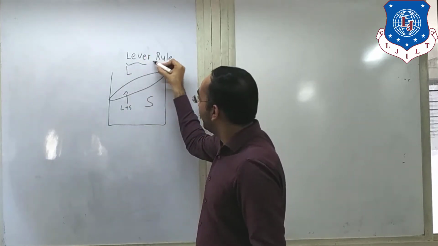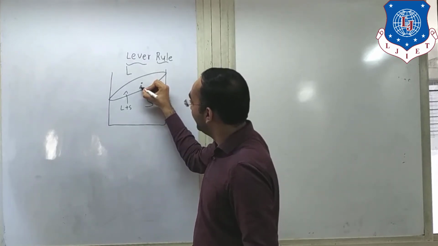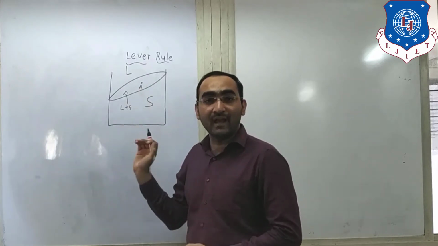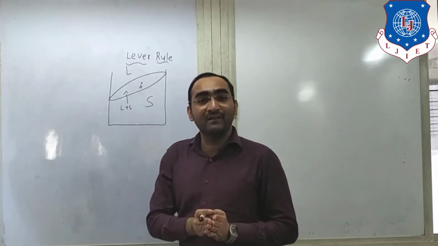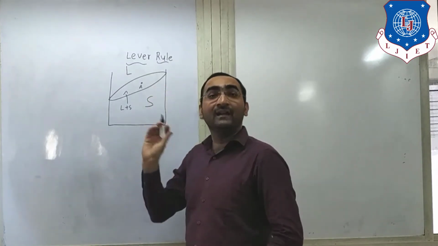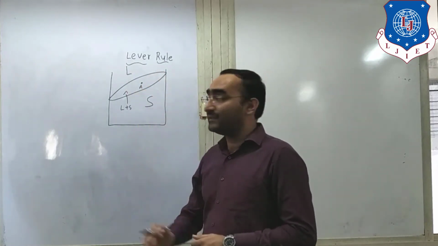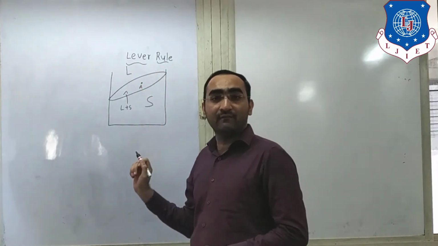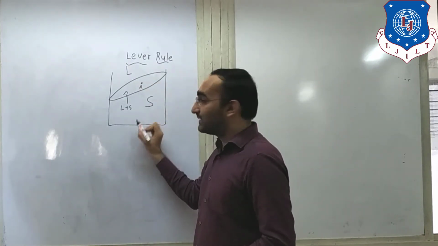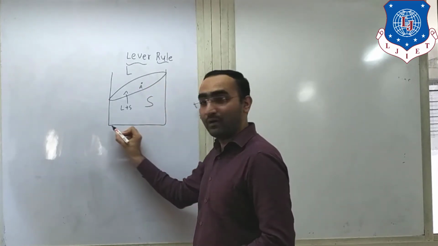This lever rule is applicable if we take a particular point, call it A. If there is a point A inside the liquid plus solid region, then how much percentage of liquid and how much percentage of solid is there at this particular point can be found with the help of the lever rule. How can we apply this lever rule? We have to draw a line from A which is parallel to our base line.